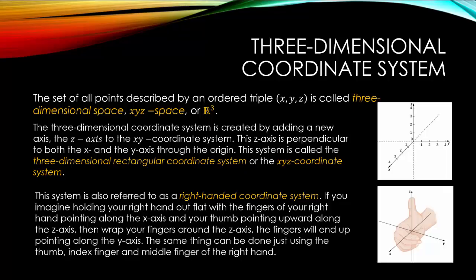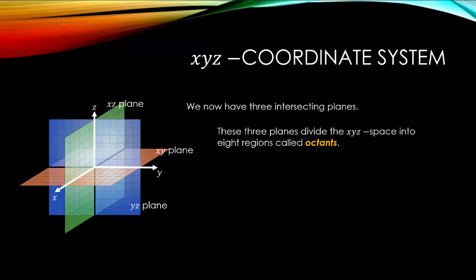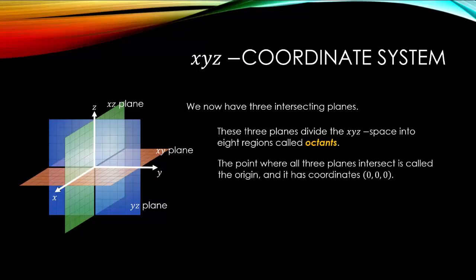If you can imagine placing the fingers of your right hand along the x-axis with the thumb extending in the direction of the z-axis, and then you curl your fingers inward toward your palm, your fingers will begin to point in the direction of the y-axis. The XYZ coordinate system is three-dimensional. We now have three intersecting planes: the xy plane, the xz plane, and the yz plane. These three planes divide XYZ space into 8 regions that we call octants. The point where all three planes intersect is called the origin, and it has coordinates 0, 0, 0.